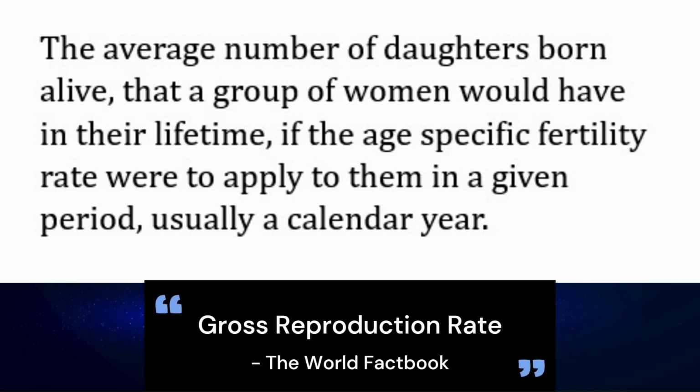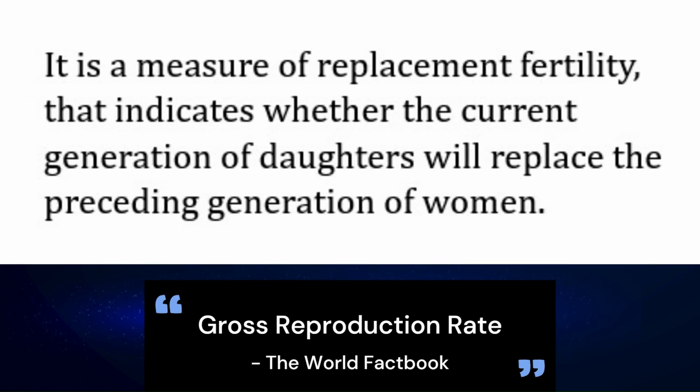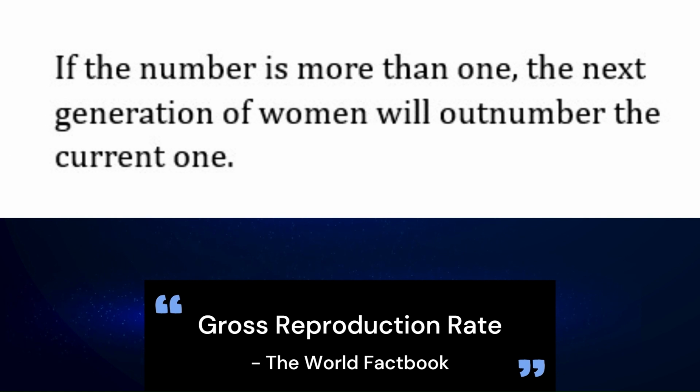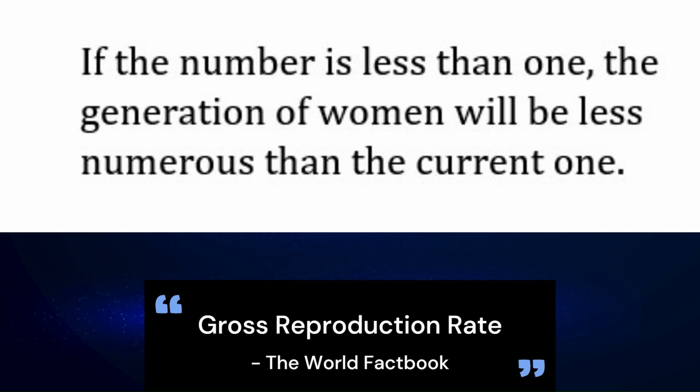Gross reproduction rate, as per the World Factbook, states: the average number of daughters born alive that a group of women would have in their lifetime, if the age-specific fertility rate were to apply to them in a given period, usually a calendar year. It is a measure of replacement fertility that indicates whether the current generation of daughters will replace the preceding generation of women. If the number is equal to 1, the women will replace themselves. If the number is more than 1, the next generation of women will outnumber the current one. If the number is less than 1, the generation of women will be less numerous than the current one.